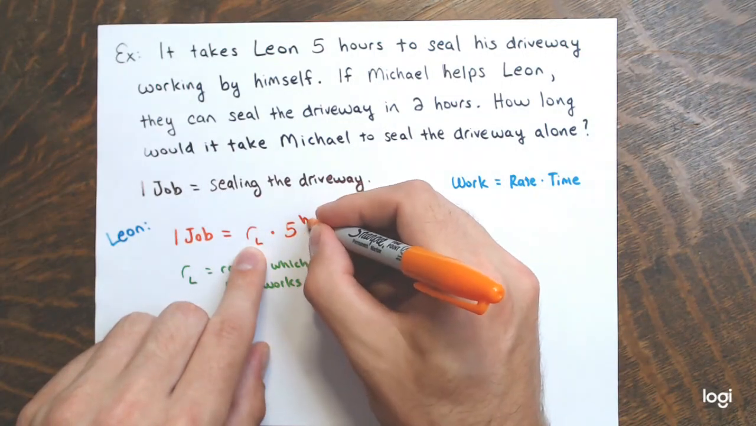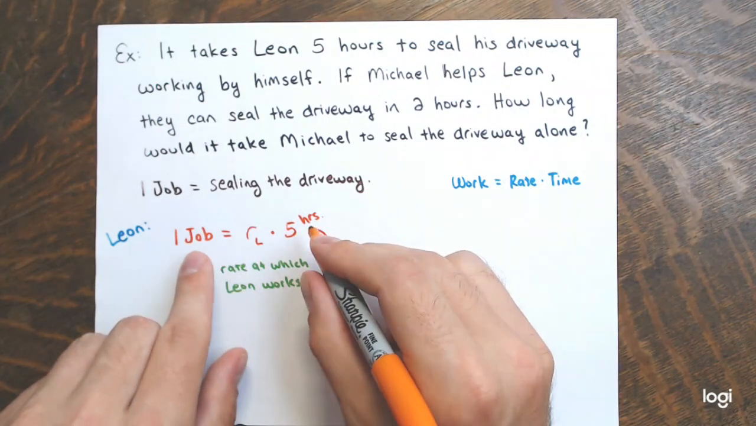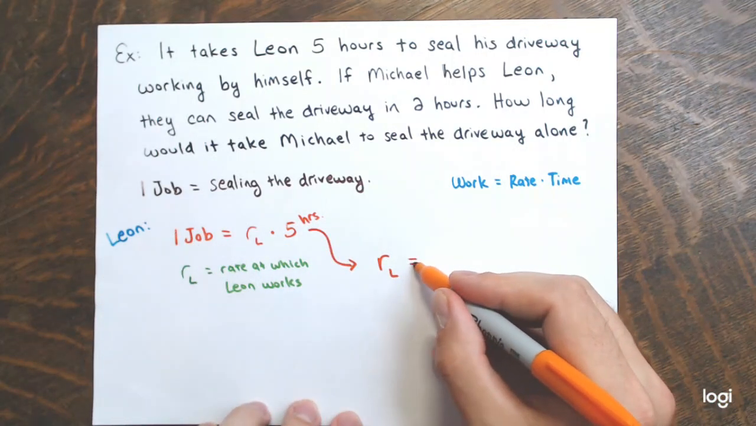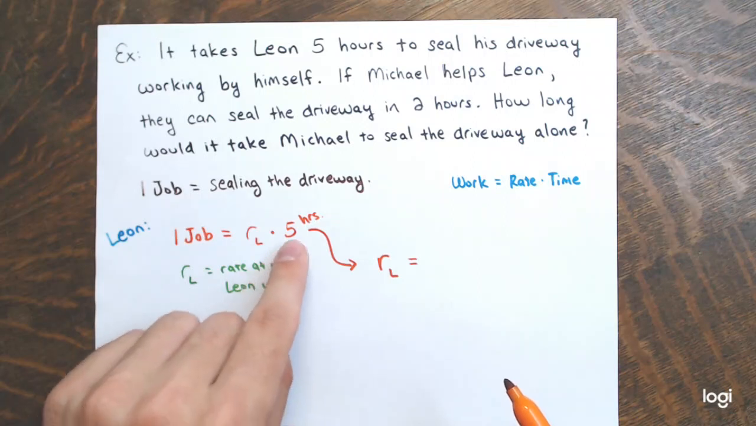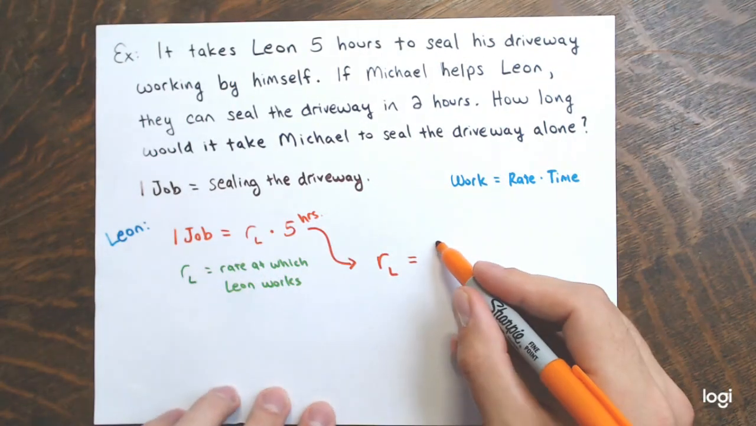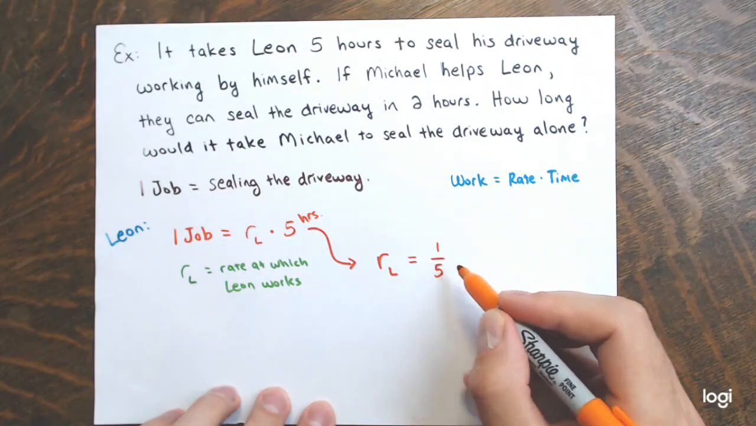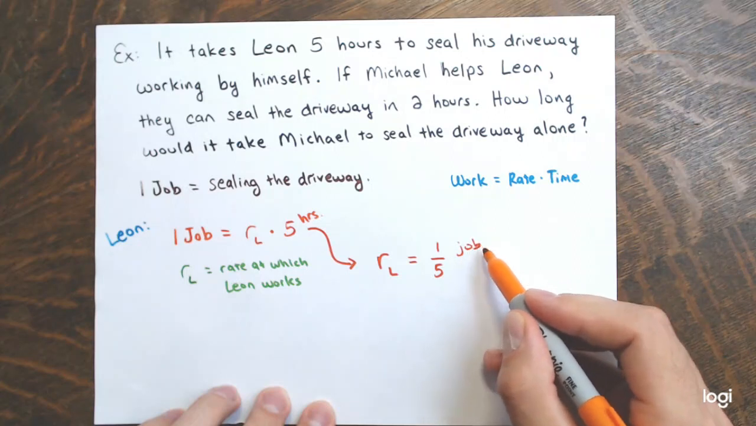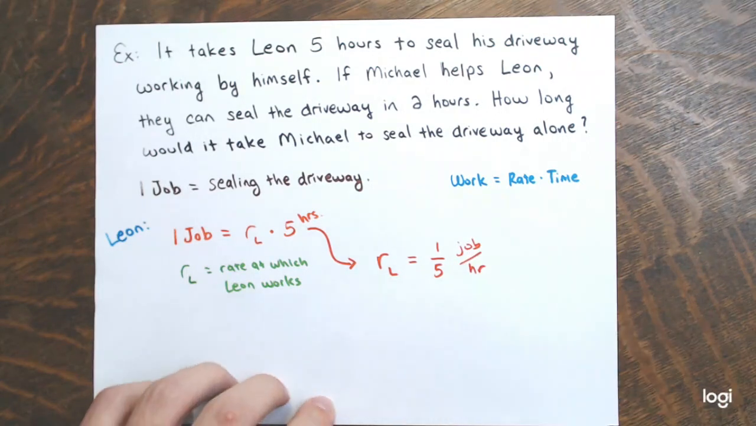I guess I should have put hours here. It doesn't really matter. You don't have to put the units as long as you make sure you know what the units are. Keep it in your head. But I would just simply divide by 5 here and see that 1/5 is the rate at which he works, and that's jobs per hour. Job in the numerator, per hour in the denominator.